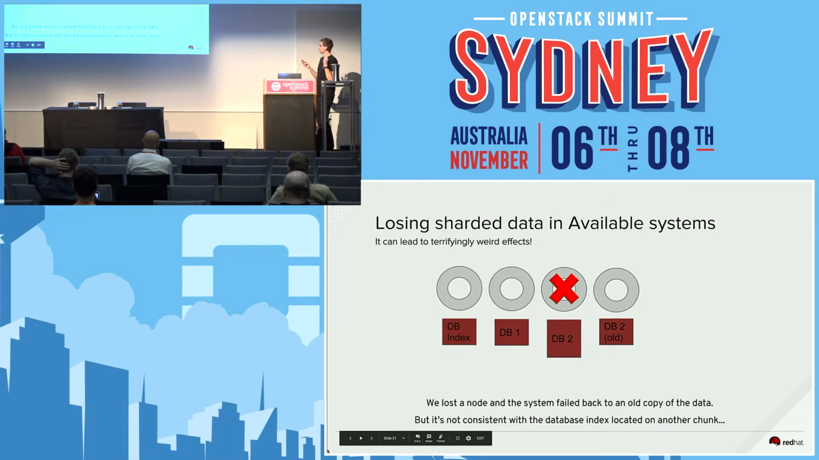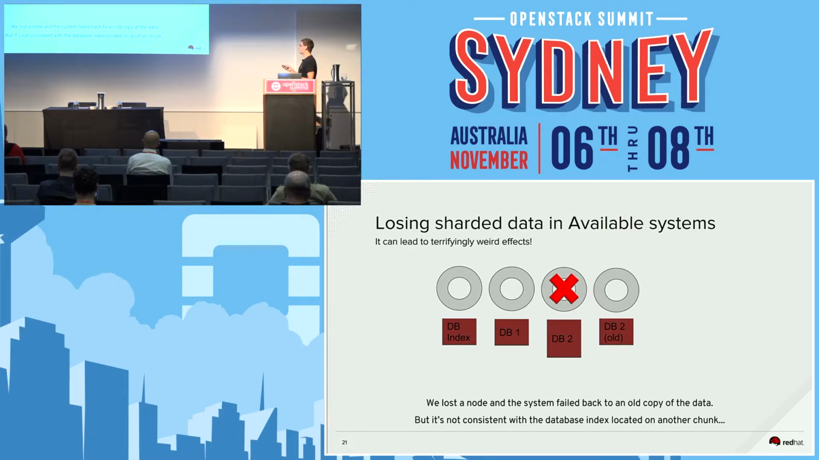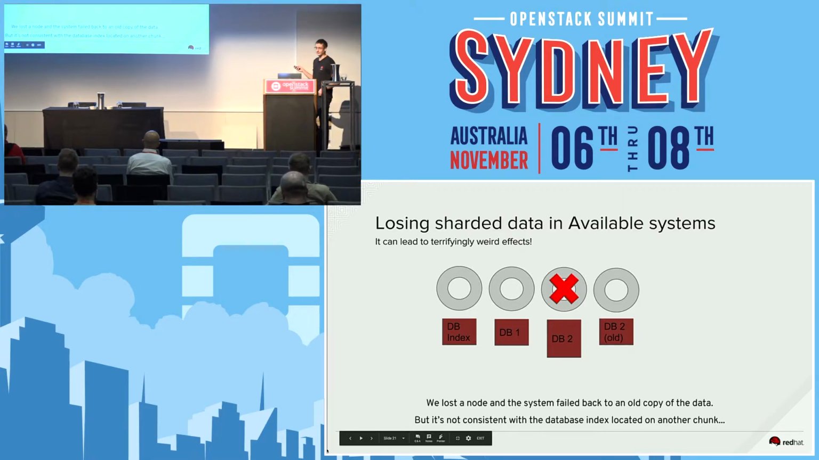And that combines really terrifyingly with available systems, that sharding. So in this case, let's say we sort of had 3 pieces of data. One of them was a database index, one of them was the database data part 1, and one of them was the database data part 2. And we lost one of the copies of the database data part 2, and we have a stale copy.